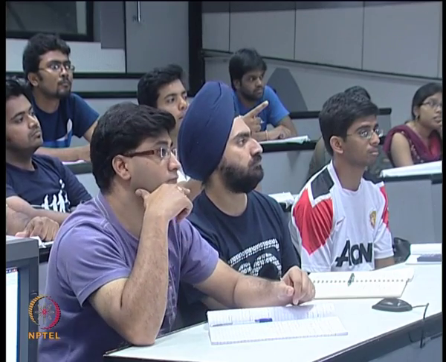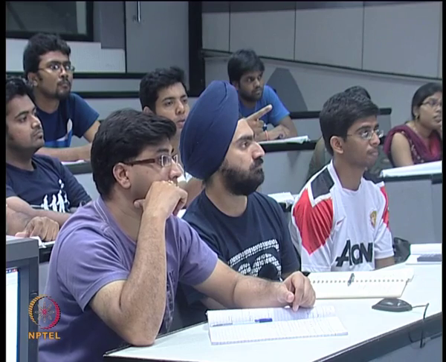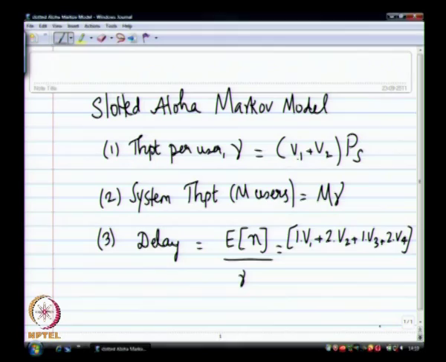Okay. Other questions? So this here V1 is equal to n by... That V1 will be divided by the throughput also. Which one? The 1 V1 plus 2 V2 plus 1 V2 plus 2 V4. Delay. Yeah.